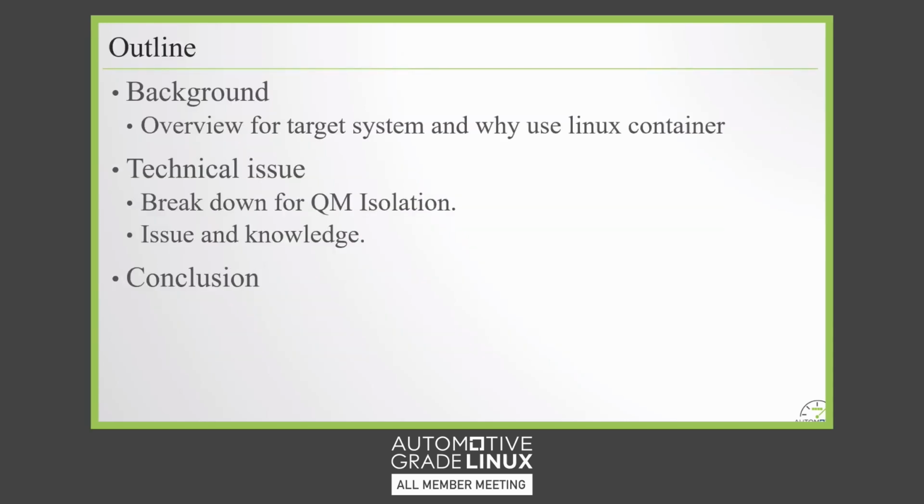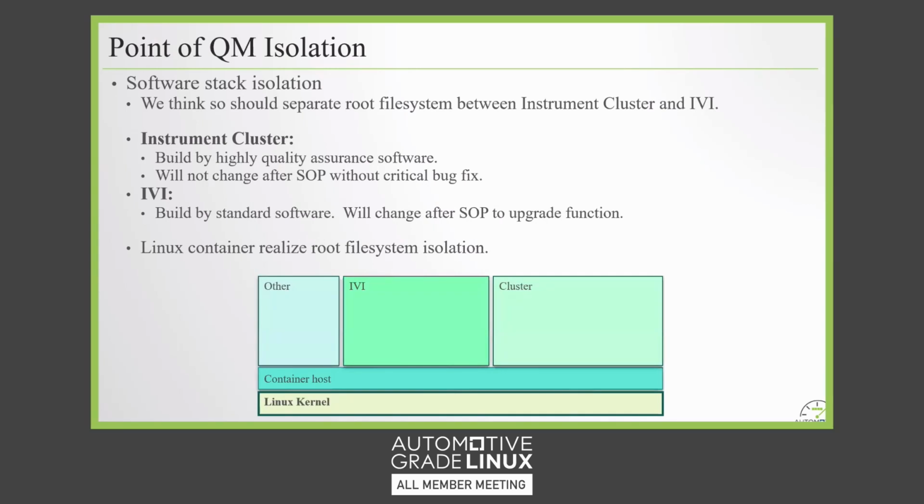The next topic is a technical issue for our QM isolation approach. Point of QM isolation. First point is the software stack isolation. Instrument cluster side builds high quality assurance software, which will not change after SOP without critical bug fix. IVI side is built by standalone software, which will change after SOP. So these two separate software stacks can be integrated on one Linux kernel. It's a Linux container strong point and our QM isolation approach.